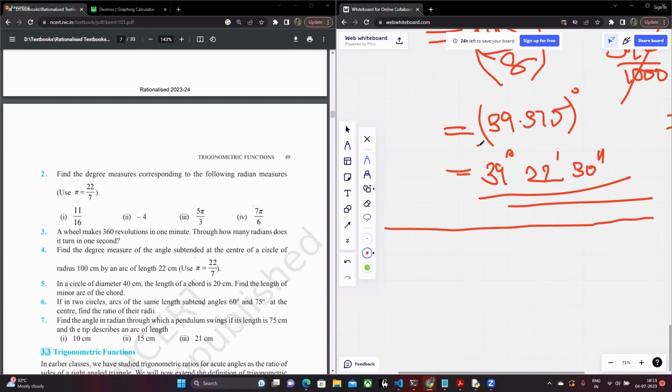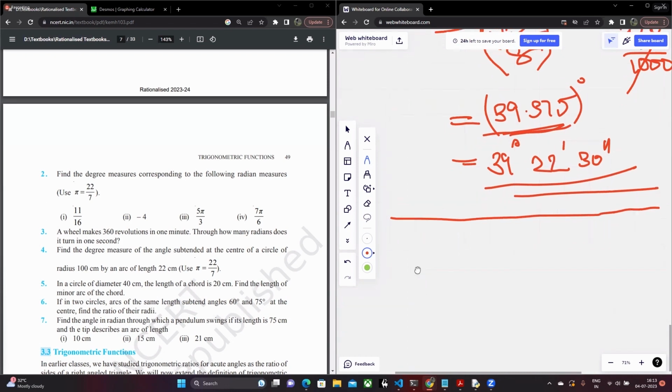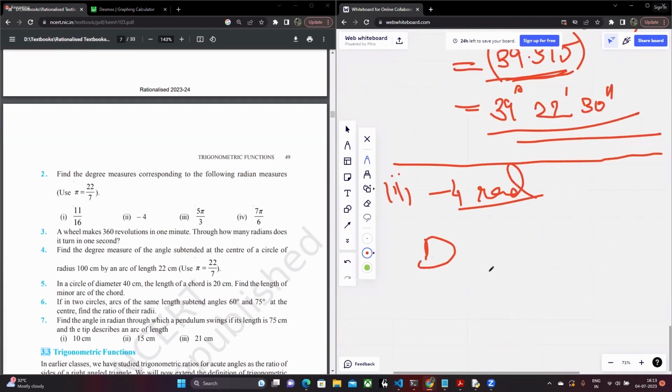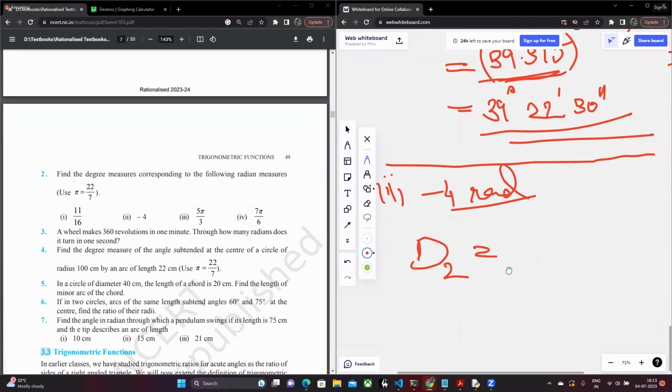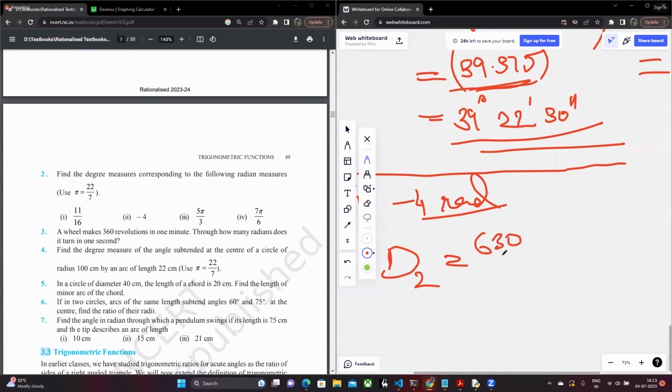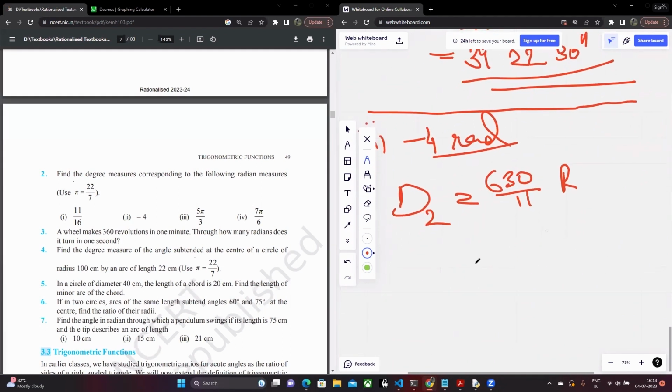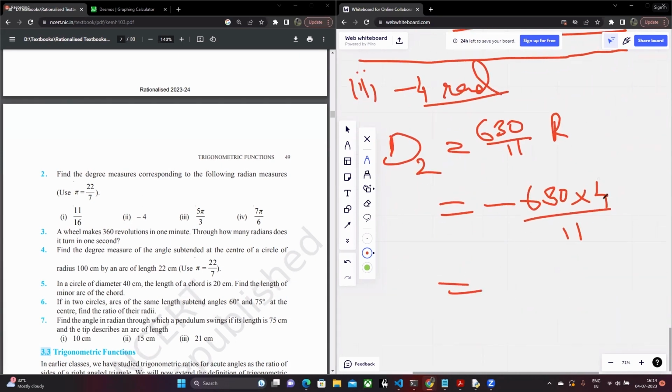Again, reminding you that you should not leave decimals in degrees. You have to convert it to minutes and seconds, right? Suppose you have -4 radians, right? Since I have the formula D is equal to 630 divided by 11 times R, I'll directly substitute this in R. This is going to be minus 630 into 4 divided by 11. That is going to be what?